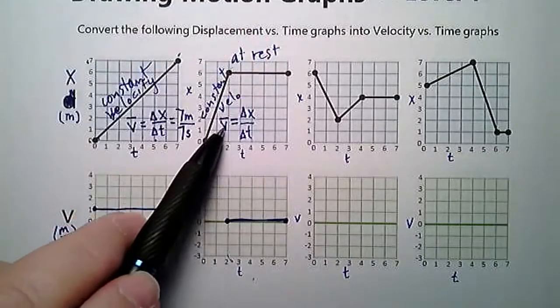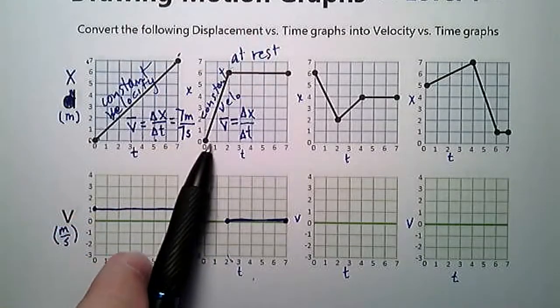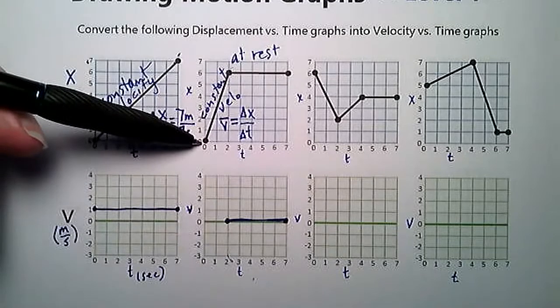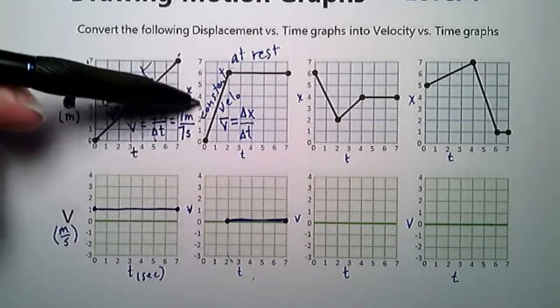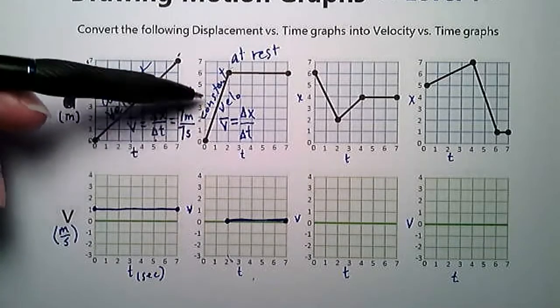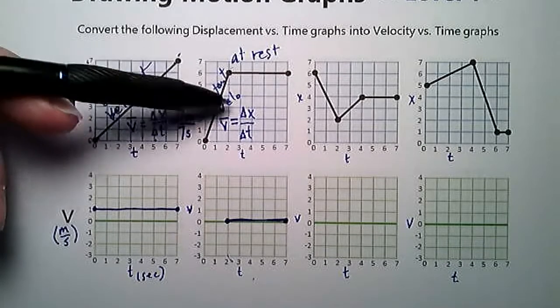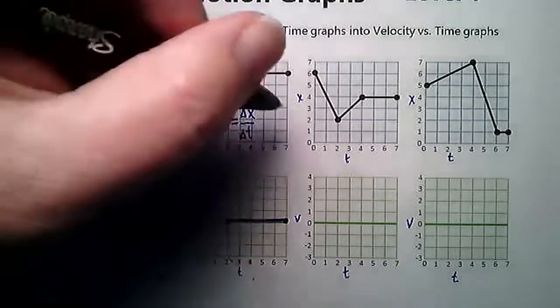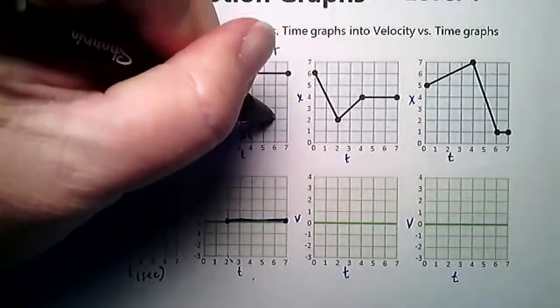So what is my delta x for this period between 0 and 2 seconds? Well, during that time, I went from 0 meters. Remember, this is our meters on this axis. I went from 0 meters up to 6 meters. So what was my change in position if I went from 0 to 6? Well, it would simply be 6 meters.